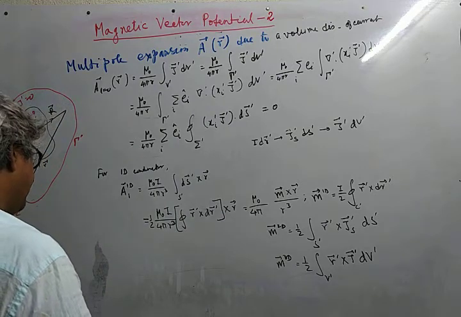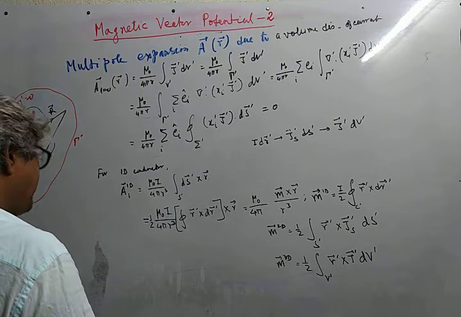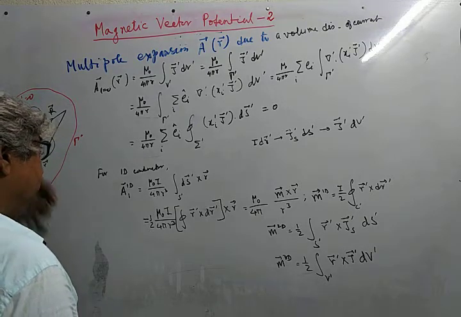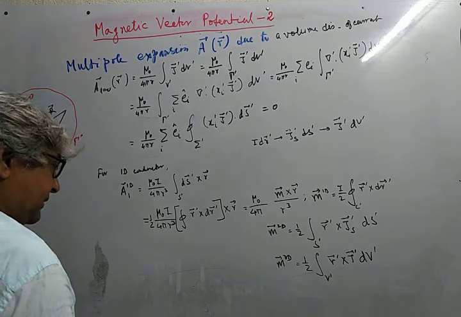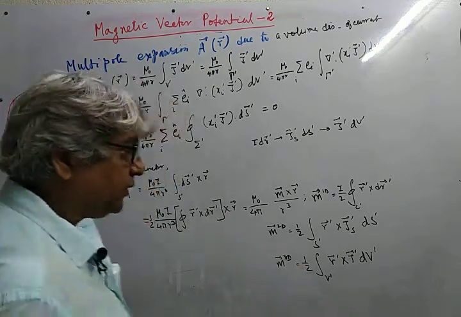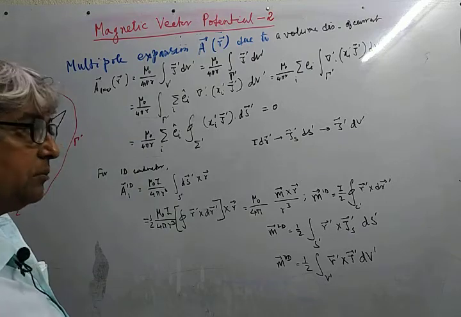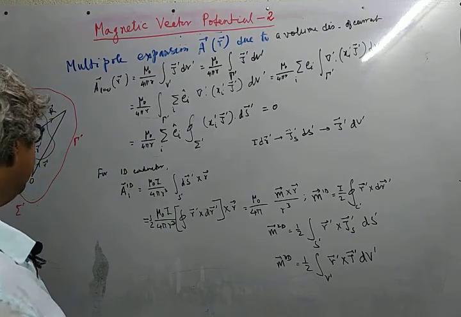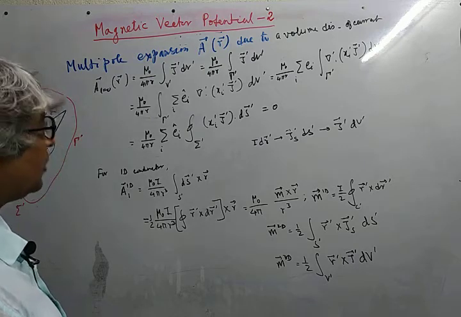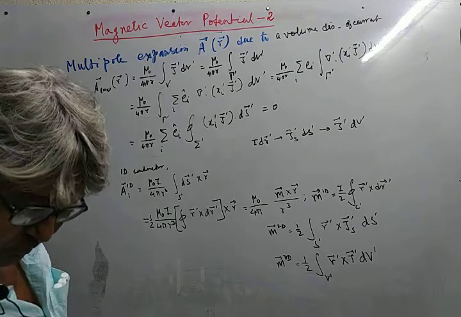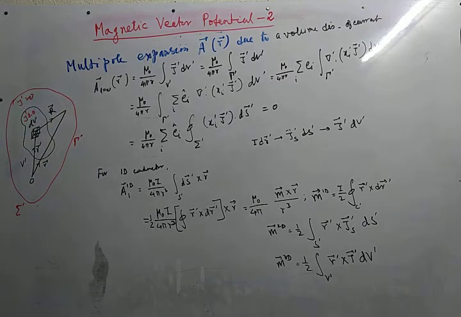But for an elementary current loop, the dipole moment has a very simple physical significance. If we have an elementary closed current loop, then the dipole moment is simply the area times the circulating current. That's all about the theory on magnetic vector potential. In the next lecture, we shall take up the application of vector potential in a few simple cases.